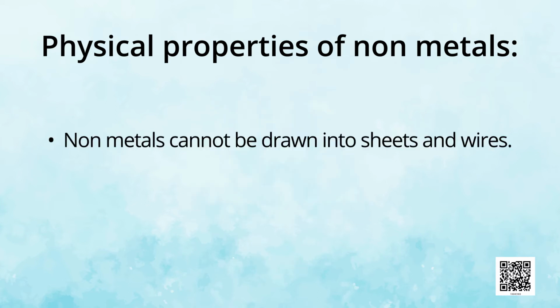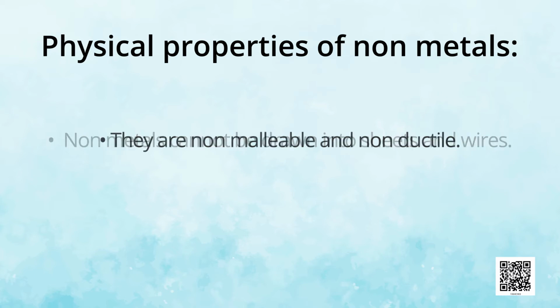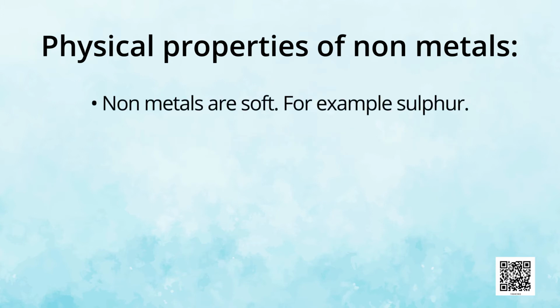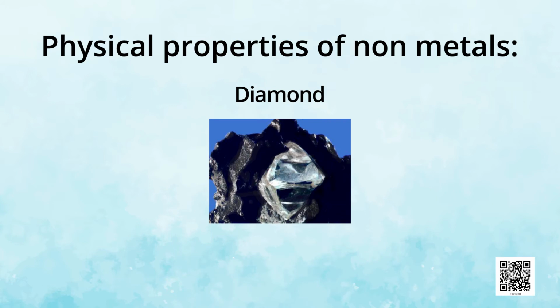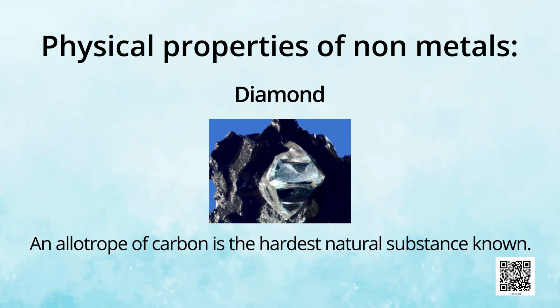Non-metals cannot be drawn into sheets and wires. It means they are non-malleable and non-ductile. Non-metals are soft, for example, sulfur. But again, diamond, which is an allotrope of carbon, is the hardest natural substance known.